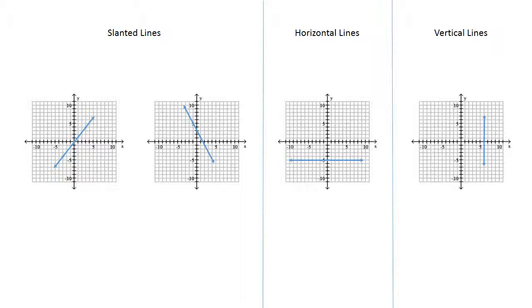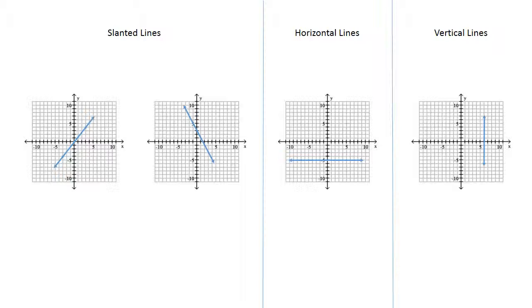Okay, this video is going to give you a review of the Chapter 9 concepts, and this is all graphing lines, y equals mx plus b, horizontal lines, vertical lines. So you will have three types of lines that you'll be either graphing or writing equations for. The first one's slanted lines, and the second one is horizontal lines. The third one is vertical lines.